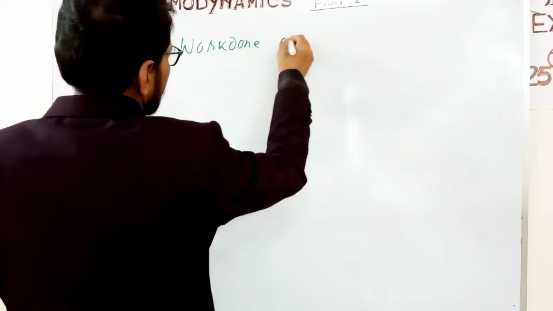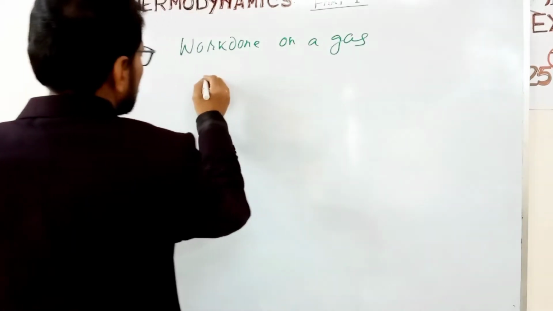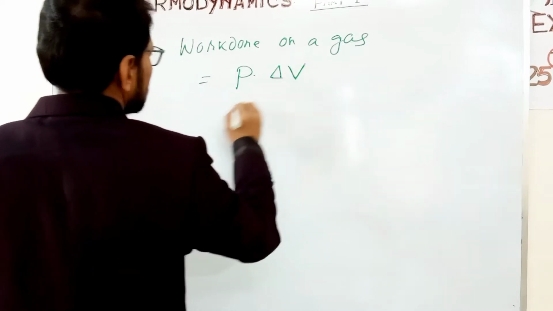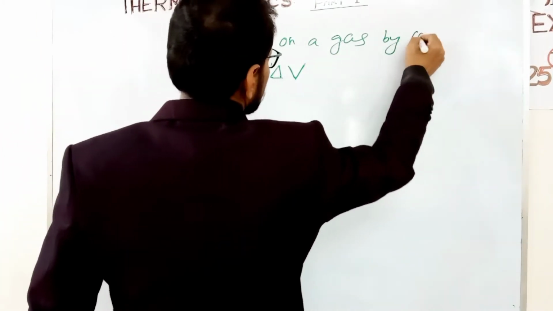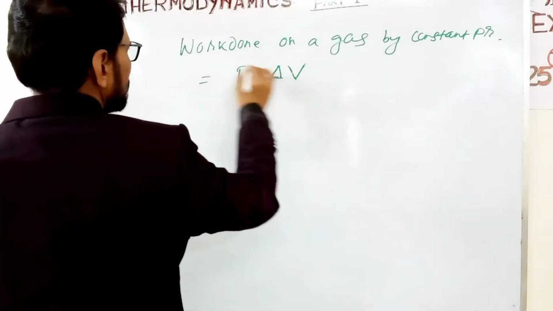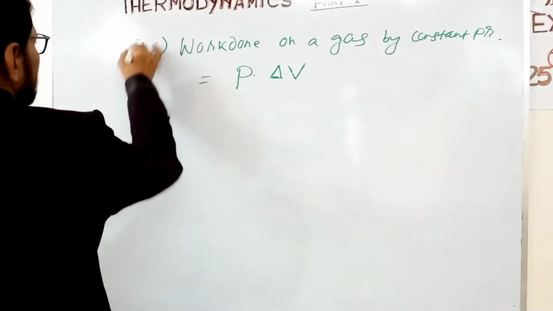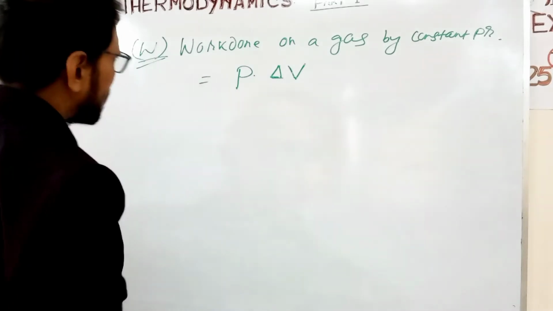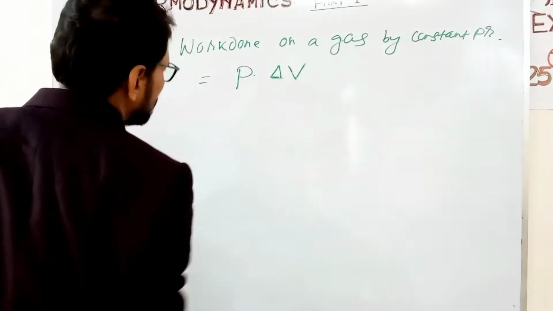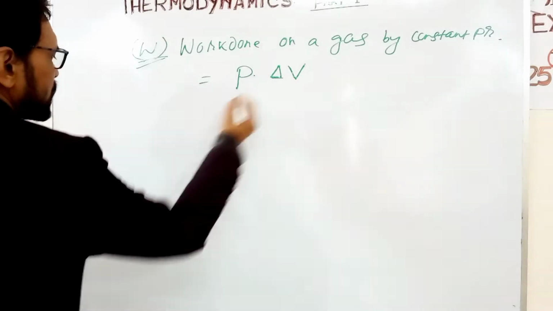Work done on a gas at constant pressure is equal to pressure into change in volume, W equal to P into delta V. This is a very important thing we apply throughout the laws of thermodynamics. So how does work done come to be equal to pressure into delta V?